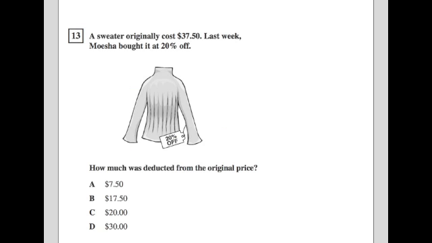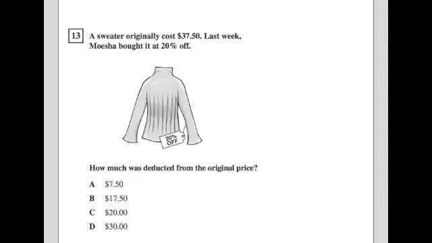All right, 13. A sweater originally cost $37.50. Last week, Moesha bought it at 20% off. How much was deducted from the original price? All right, these problems are tricky, and here's why.